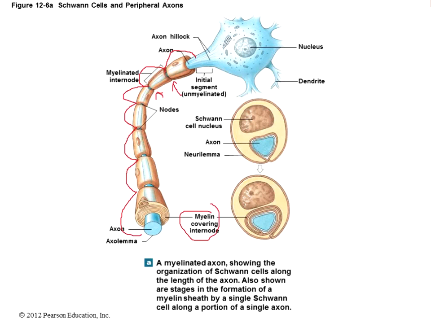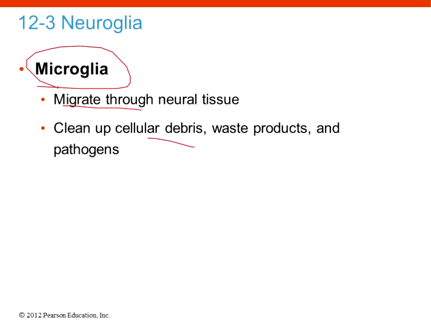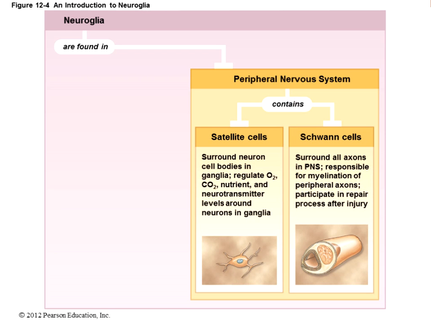All right, so those are the 4 types of glial cells in the central nervous system. There are 2 types of glial cells in the peripheral nervous system. We have what are called satellite cells, and we have what are called Schwann cells. Satellite cells surround neuron cell bodies and help regulate oxygen and CO2 and nutrient content. And then Schwann cells are responsible for myelination in the peripheral nervous system.